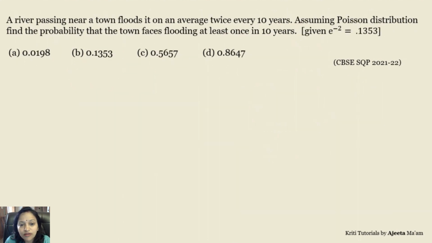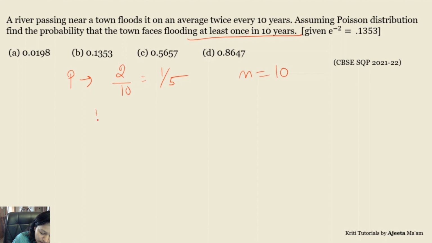A river passing near a town floods it on an average twice every 10 years. Assuming Poisson distribution, find the probability that the town faces flooding at least once in 10 years. So now if I go with probability of getting flooded is 2 times every 10 years. So what do we get? 2 by 10. That's 1 by 5. Correct? So now again it is given at least 1 in 10 years. So n is 10. So at least 1.